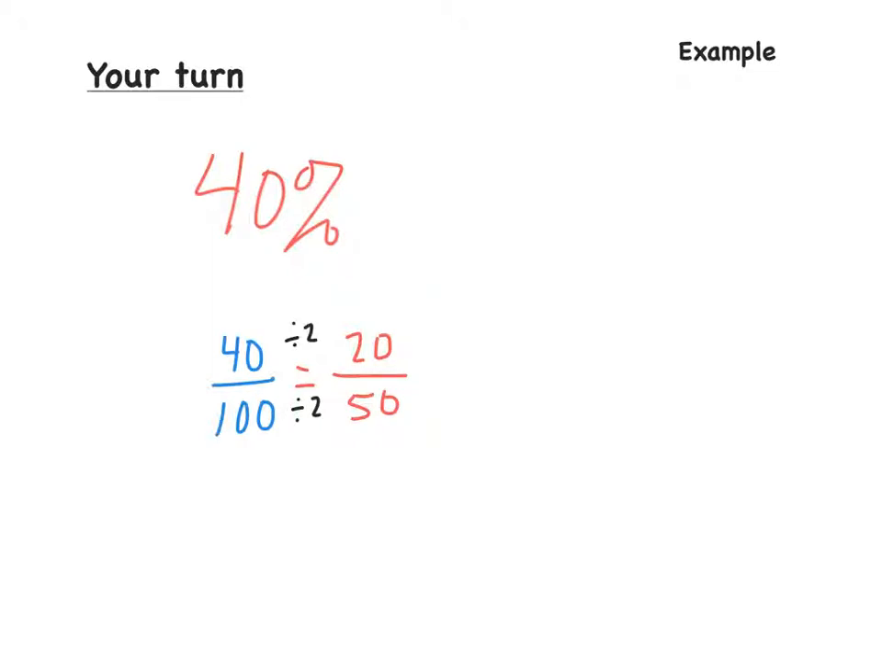So this still isn't completely simplified all the way down. So we need to go a little bit further. Since both are divisible by 10, we'll divide both by 10.